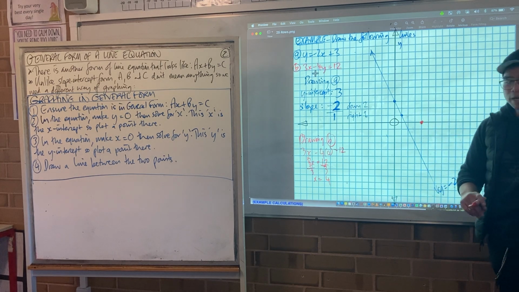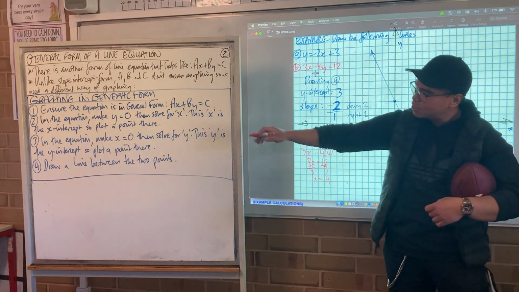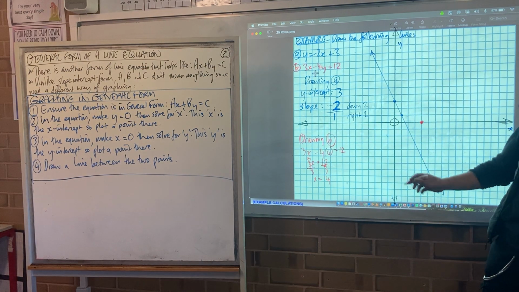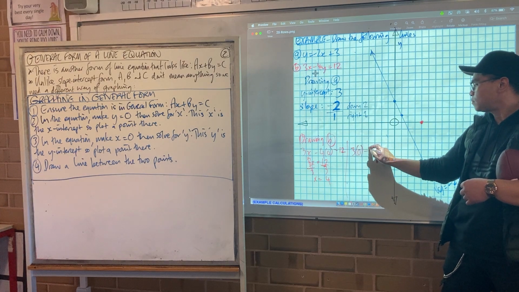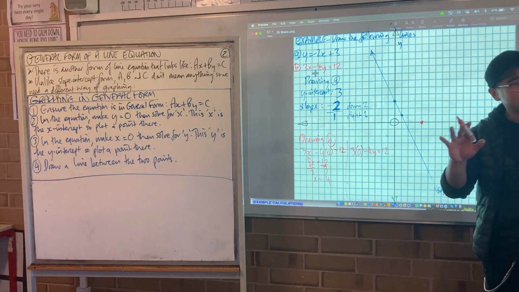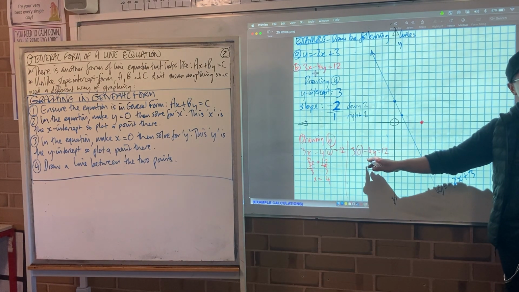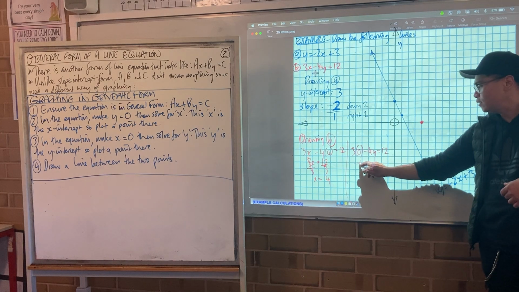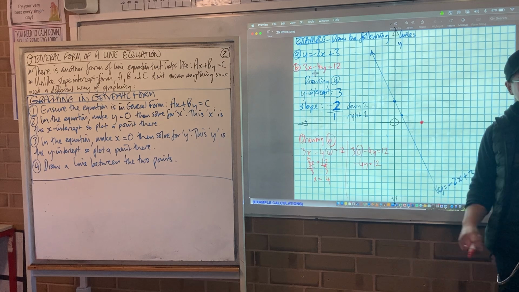Is that enough information to draw a line yet? No? So what I do is in step 3, I make x equals 0 instead. So now I go 3 lots of nothing, take 4y is equal to 12. Let's try again. What's 3 times by nothing? Nothing. So what's left on the left-hand side? Negative 4y equals 12.